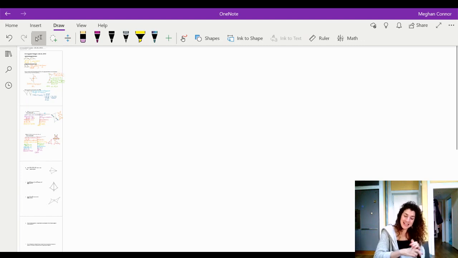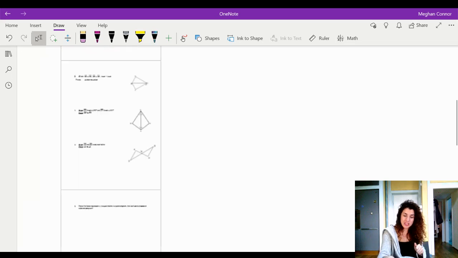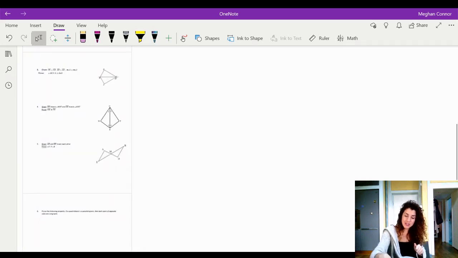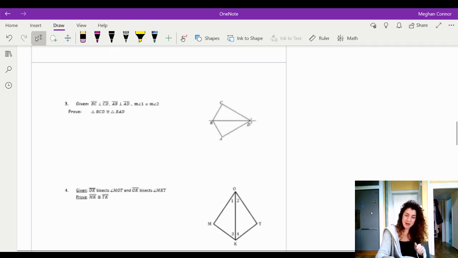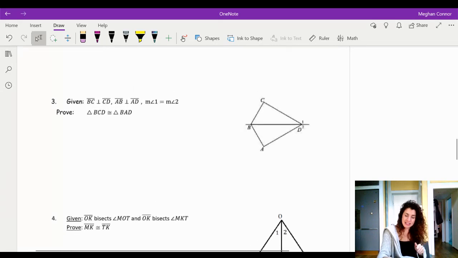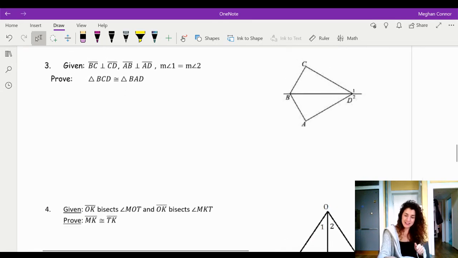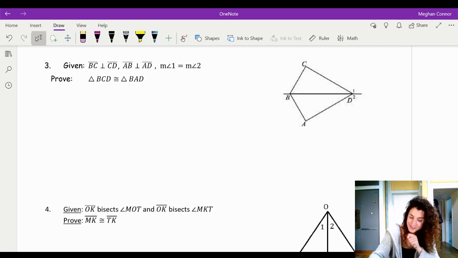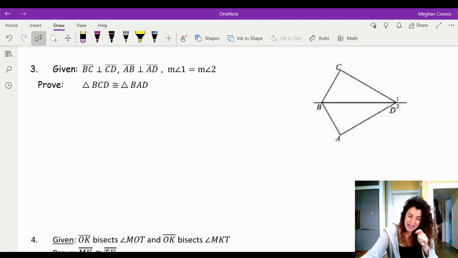So, welcome back. Today we're going to finish up all of our 5 notes. So, we're just going to continue to practice with proofs and combine it all together. We're going to practice CPCTC today, which is exciting. Let's go ahead and jump right in.